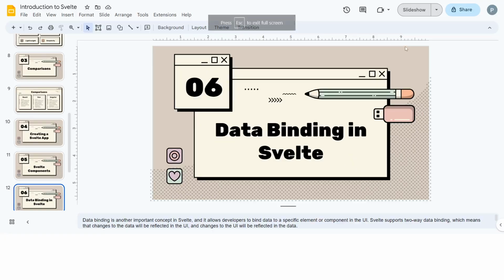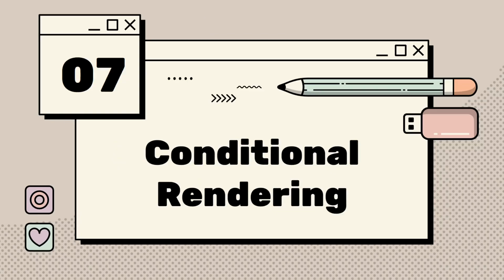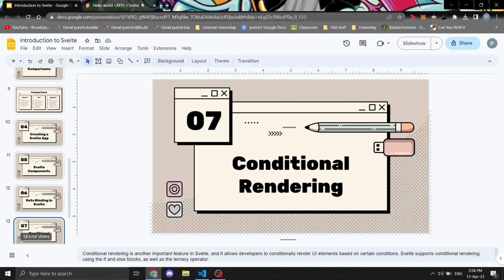Okay, so next, go back to our slide. The next topic is conditional rendering. For now I will be just introducing these three important features in Svelte. Conditional rendering allows developers to conditionally render UI elements based on certain conditions. Svelte also supports conditional rendering using the if and else blocks. So let's go try that out in the demo.